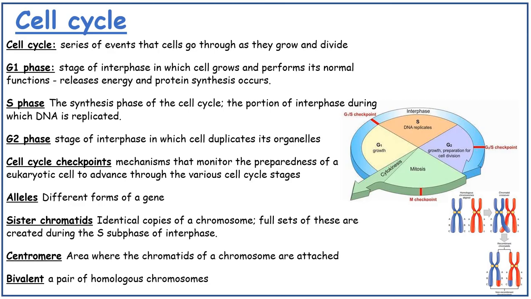Sister chromatids are identical copies of a chromosome. Full sets of these are created during S subphase of interphase. The centromere is the area in which the chromatids of a chromosome are attached. A bivalent is a pair of homologous chromosomes.